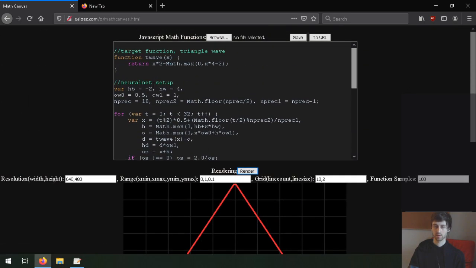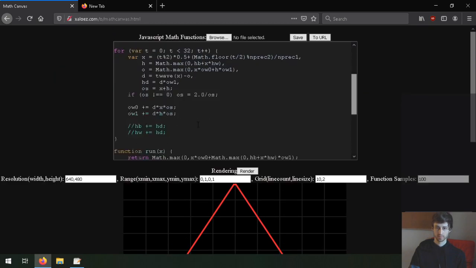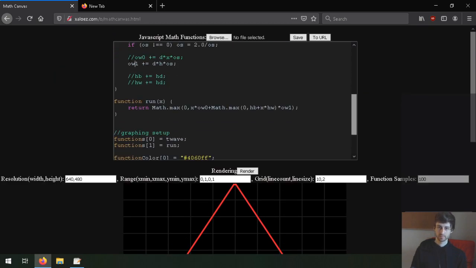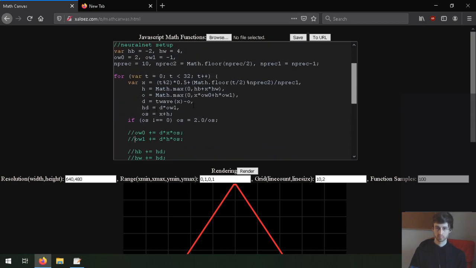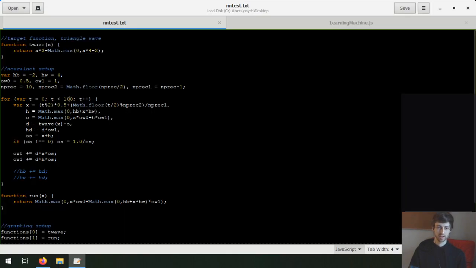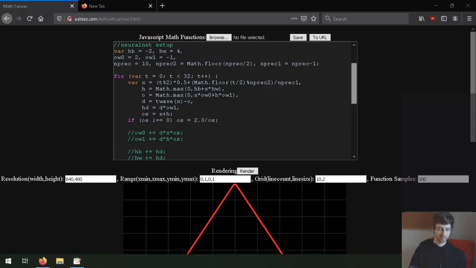Alright, now let's do the hard part. Let's try and train the hidden layer. We're going to give it correct output weights, and then we're going to train the hidden now. I'm writing this in a text editor because you can accidentally refresh in Firefox here and all of your text just goes away.